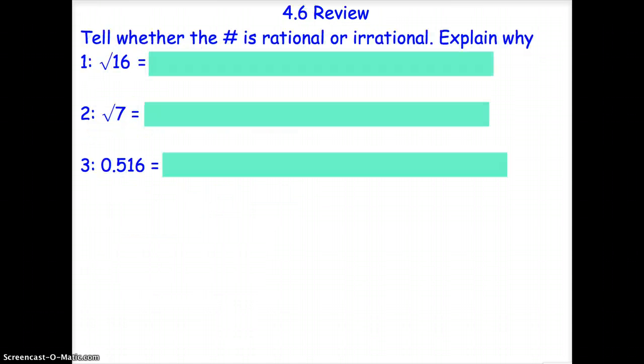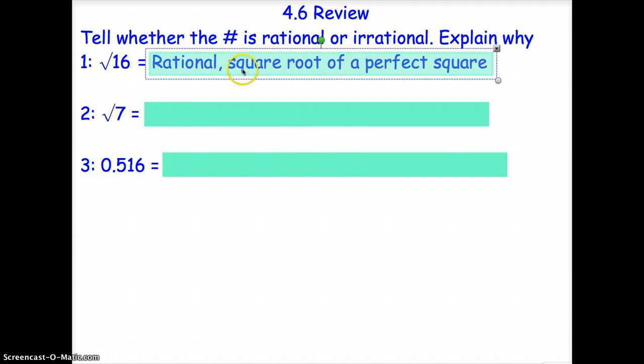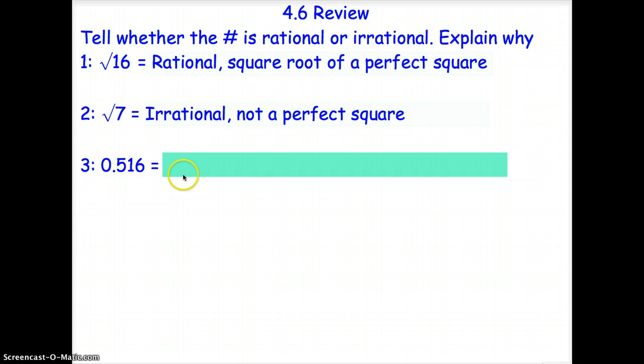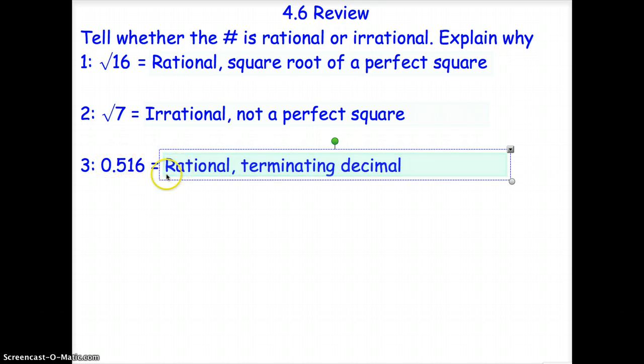Okay, last three. Tell whether the number is rational or irrational. Explain why. Radical 16 is rational because it's the square root of a perfect square. My answer would simply be 4. Problem 2. Radical 7, my answer is irrational because it's not a perfect square. When I square root that number, I'm going to get a decimal that is non-terminating, non-repeating, going on forever and ever. And problem number 3, my answer is rational because it is a terminating decimal. It stops at the 6.